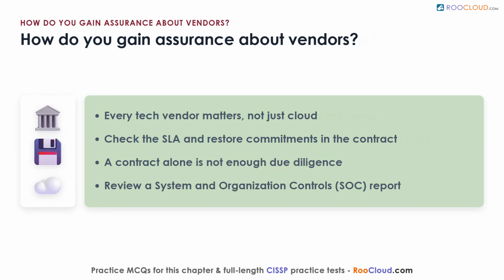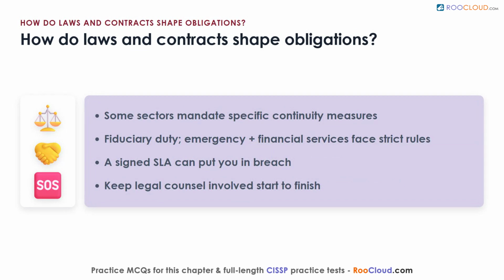How do laws, regulations, and contracts shape your obligations? Heavily, and the stakes vary by sector. Some industries face laws that mandate specific continuity measures. Officers and directors of publicly traded firms carry a fiduciary duty of due diligence. Emergency services like police and fire owe their communities uninterrupted operation, and their work only grows more critical when disaster strikes. Financial institutions face strict rules meant to protect the wider economy, and organizations working with emerging technologies increasingly answer to new compliance regimes with strong human oversight requirements.